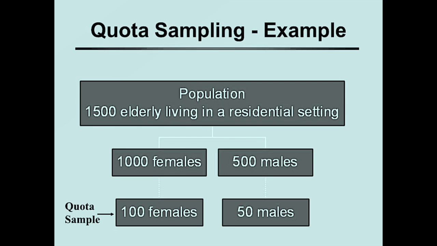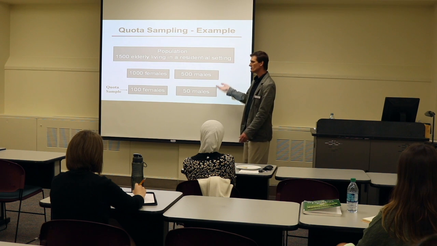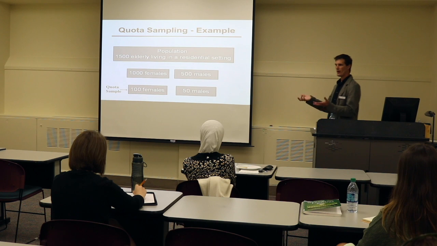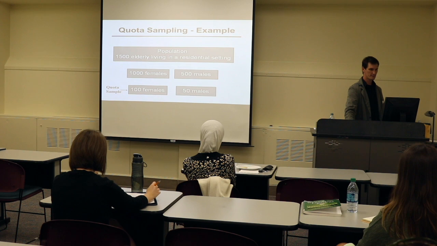So this is an example of what a quota sampling strategy might look like. If we had a target population, a sampling frame, of 1,500 females and 500 males living in a residential setting, then our quota sample might contain 100 females and 50 males. So it's proportional to what that population looks like. It just means that those 100 females and 50 males were not necessarily included in our sample through random selection.